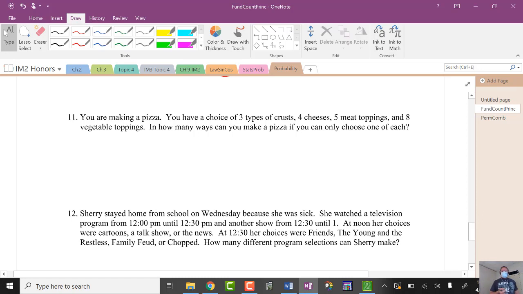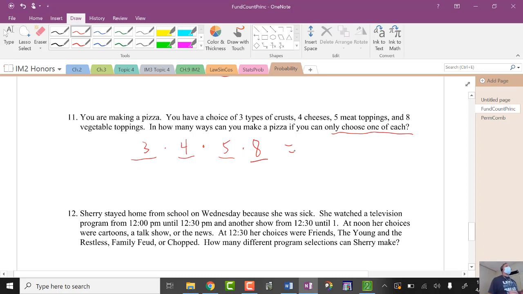You're making a pizza. You have a choice of 3 crusts, 4 cheeses, 5 meat toppings, 8 vegetable toppings. Make sure you understand this, otherwise it would be a little crazy, especially on the toppings. If you could choose any of those 8 toppings, you'd have to do something else at the end here. But you're only going to choose one of those toppings. So 3 types of crust, then 4 cheeses, only choose one, only 1 meat topping, and then only 1 vegetable topping.